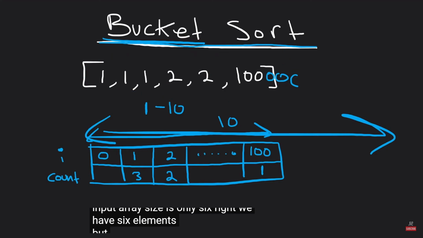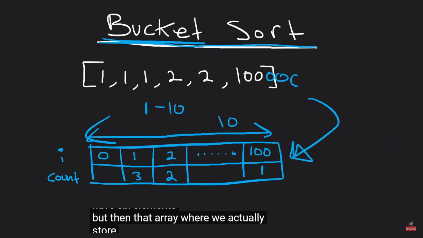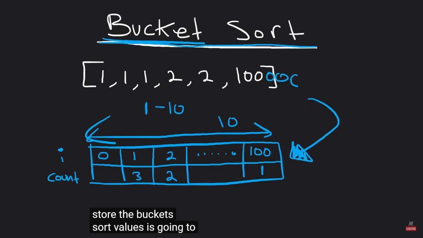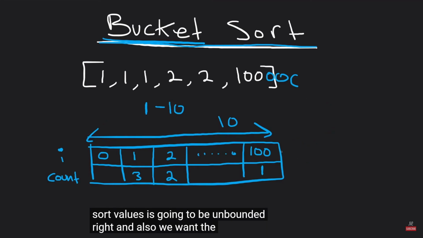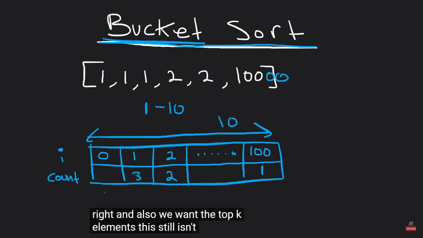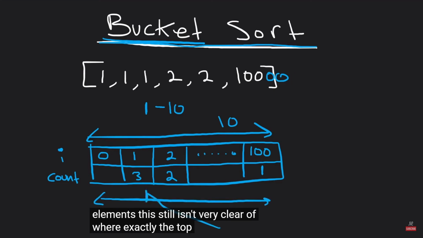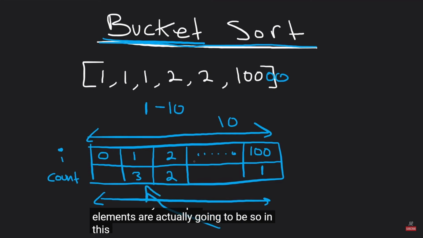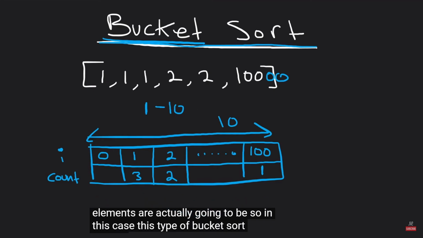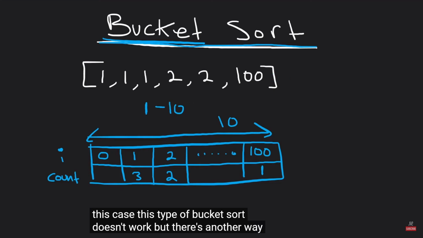We have 6 elements, but then that array where we actually store the bucket sort values is going to be unbounded, right? And also, we want the top k elements. This still isn't very clear of where exactly the top k elements are actually going to be. So in this case, this type of bucket sort doesn't work, but there's another way we can do it.